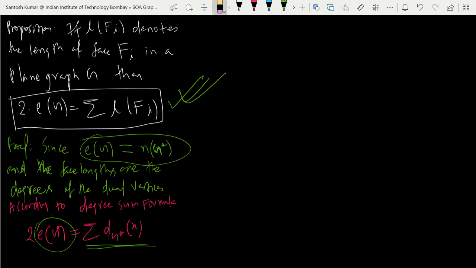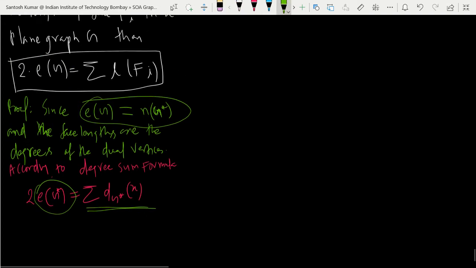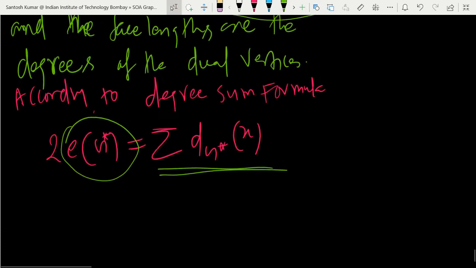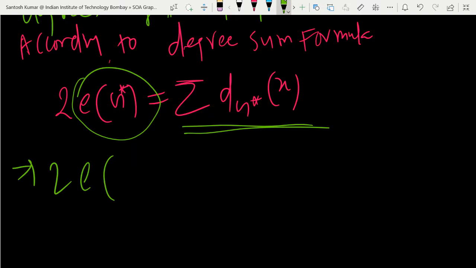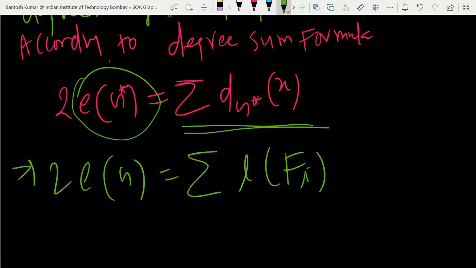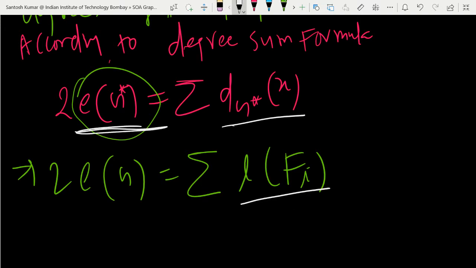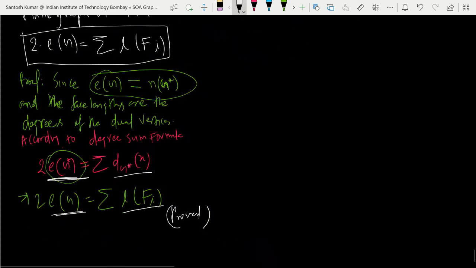We have used these three results. So what do we get? Therefore, 2 times the number of edges of G is equal to the summation of the lengths of the faces Fi, because the degree of vertices in G star is equal to the length of faces in G, and the number of edges in G star is equal to the number of edges in G. That's why this is proved. So this was the proof of the formula. If you have a doubt, you can ask.